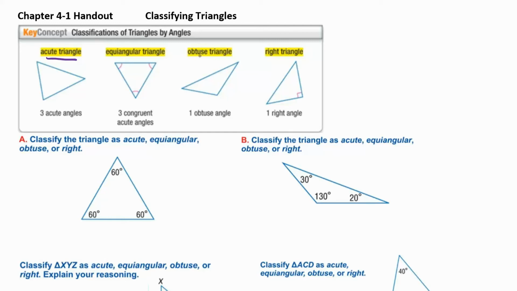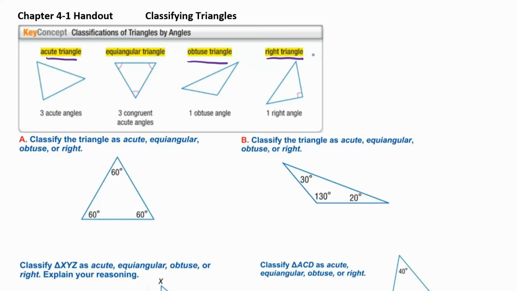We could also classify it as an obtuse triangle, where it has one obtuse angle. It cannot have more than one, because that would already add up to be more than 180. Or we can classify it as a right triangle, where it has one right angle, and the other two angles have to add up to be 90 degrees, so they both have to be acute.